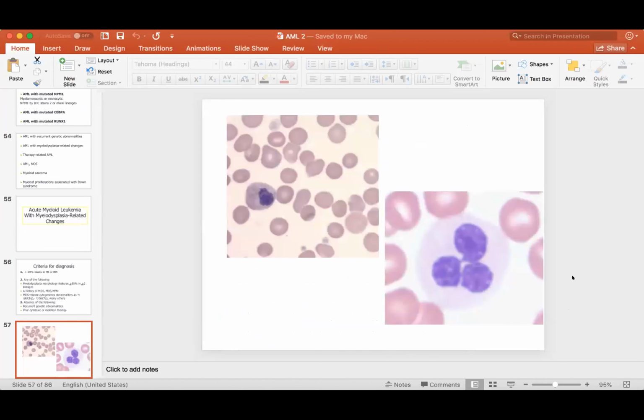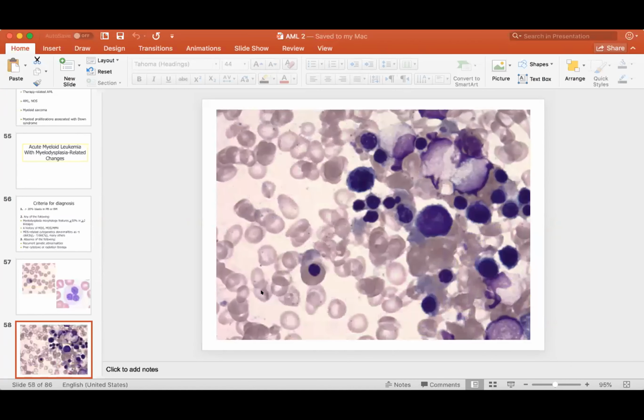This is just a reminder of the features of dysplasia that you might see in the different lineages. For example, this is a neutrophil in the peripheral blood, but the cytoplasm doesn't show many granules, so it's hypogranular. That's a sign of dysplasia. This is another neutrophil, also in the peripheral blood, but as you can see, the nucleus is not segmented. It's hyposegmented. That's another sign of dysplasia in the myeloids. This is from a bone marrow aspirate, and you can see the erythroids here showing budding and nuclear irregularity. This is a sign of dysplasia in the erythroids.